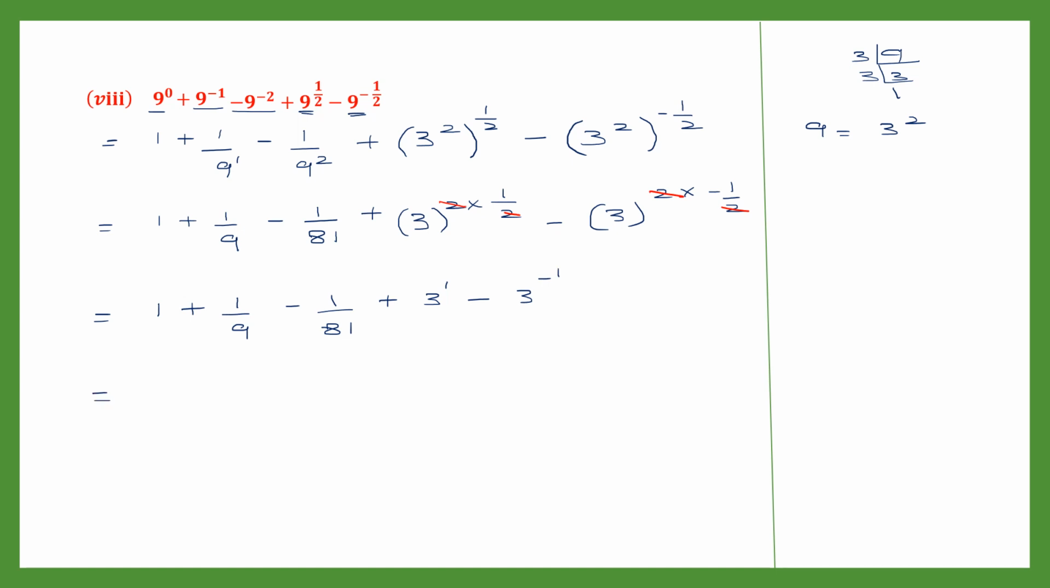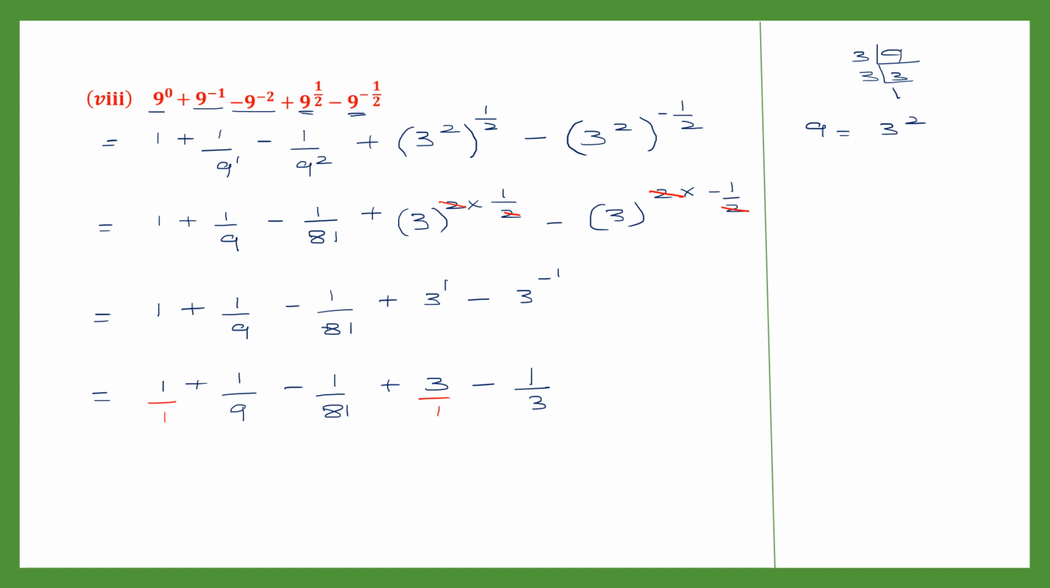So now the next step is 1 plus 1 by 9 minus 1 by 81 plus 3 to the power of 1 is 3 minus 3 to the power of minus 1 can be written as the reciprocal 1 by 3 to the power of 1, which is 1 by 3. So now here let's add and subtract these as fractions. So here this will give it the denominator 1. Here also we'll give it the denominator 1.